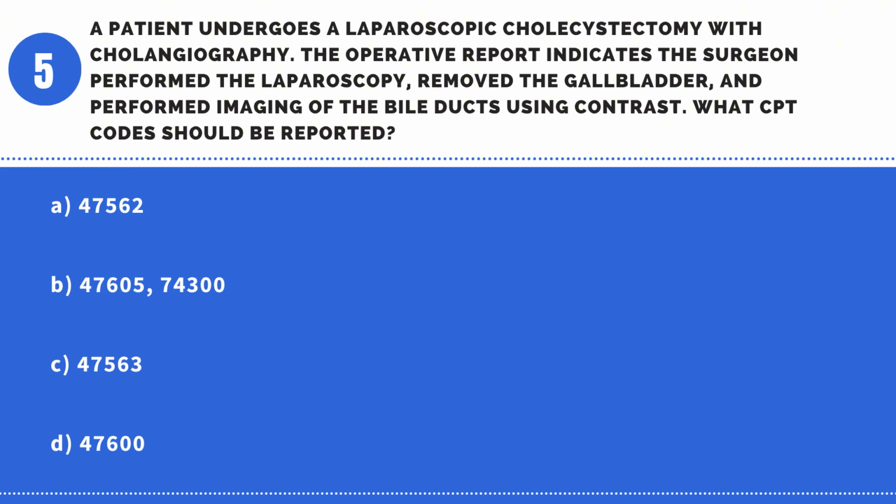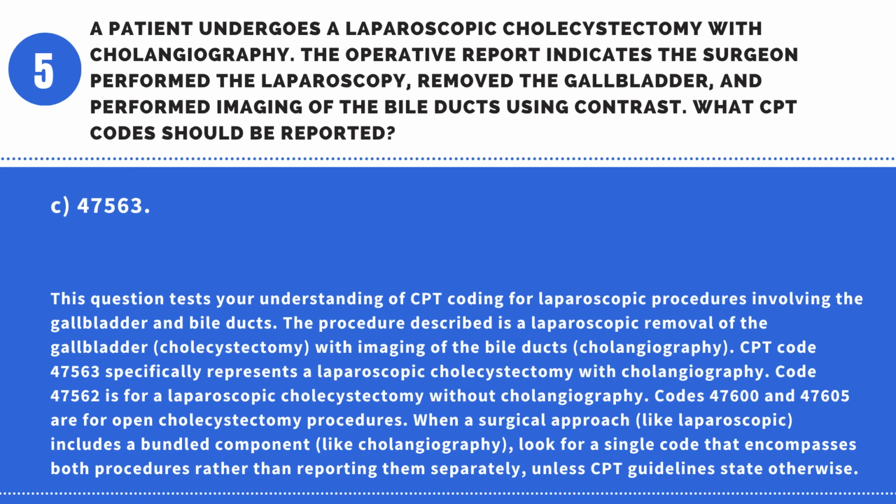A. 47562. B. 47605, 74300. C. 47563. D. 47600. Answer, C. 47563. This question tests your understanding of CPT coding for laparoscopic procedures involving the gallbladder and bile ducts.